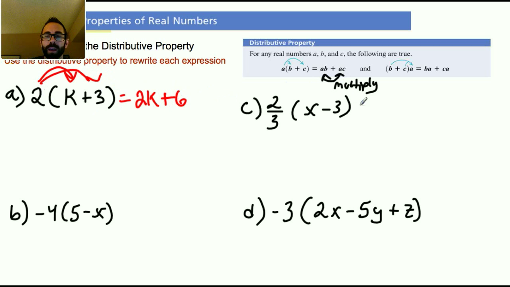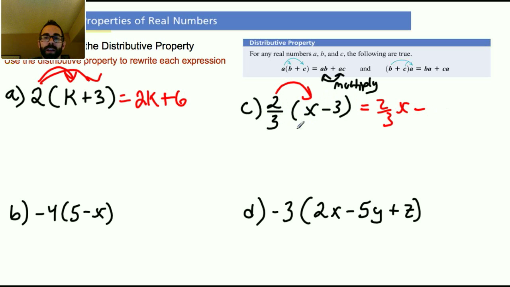Now coming over here, 2/3 times x. Well, a number times a variable is just the number and variable together, so pretty simple there. Then minus, because a positive times a negative is a negative.